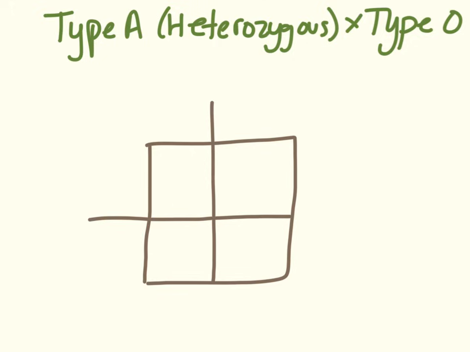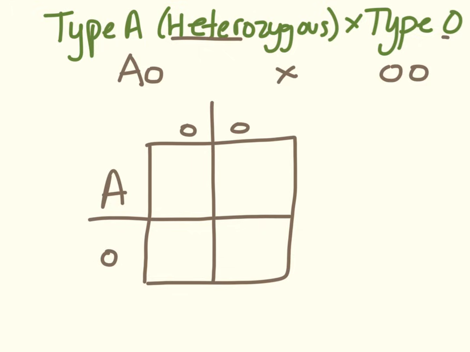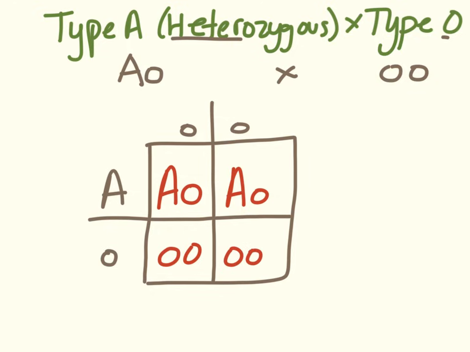So if we look at this problem, type A heterozygous means that they have A with the O characteristic. Type O blood must be OO. So those are our parents. Again, we place the A and the O, and the O and O for this individual. We go across and down in order to figure out the potential offspring. So we have here A, O, O, O, A, O, and O, O.